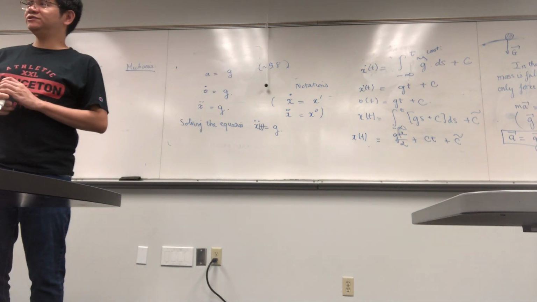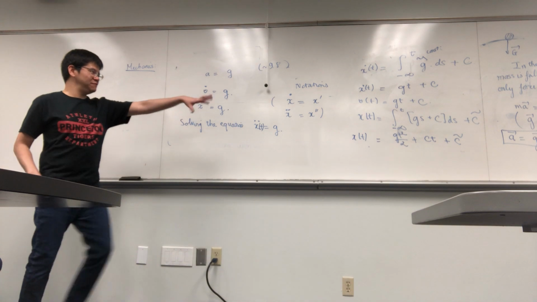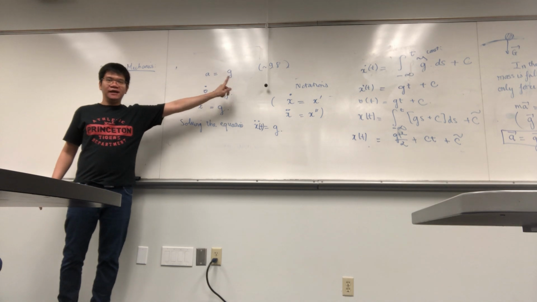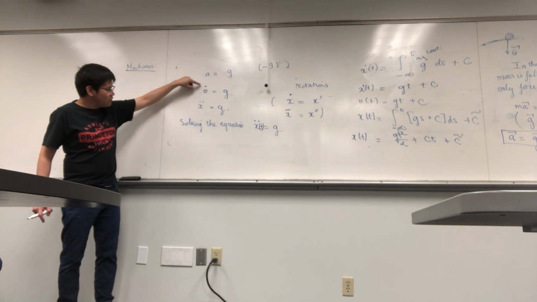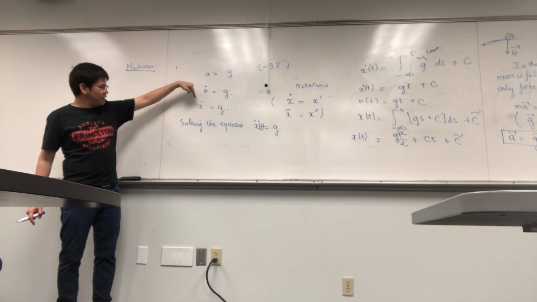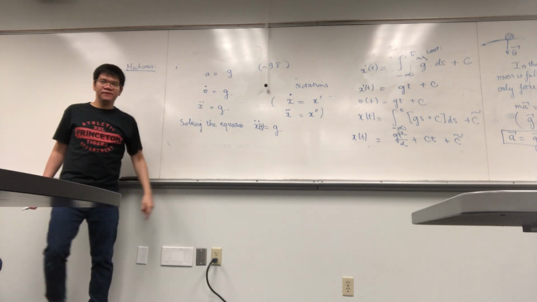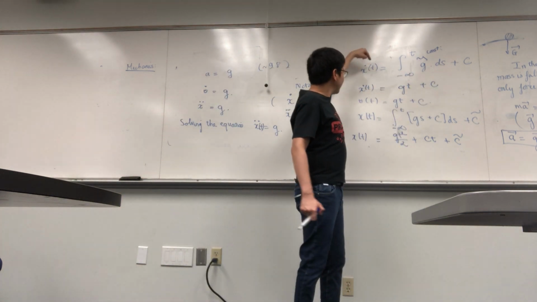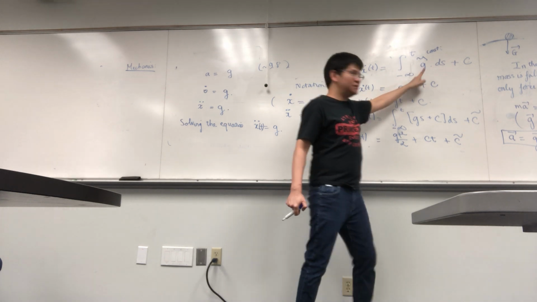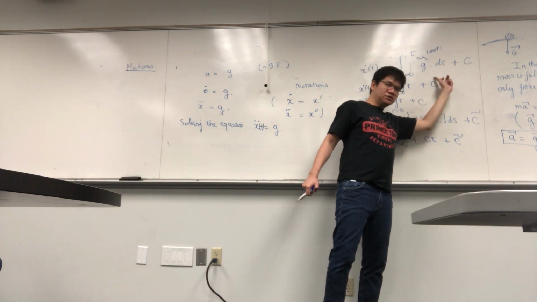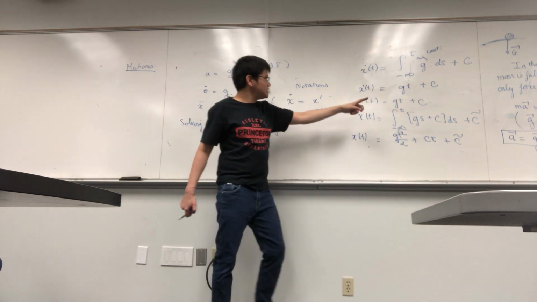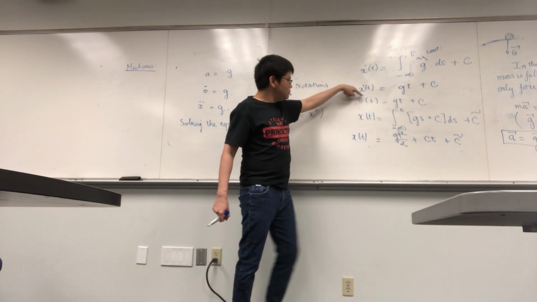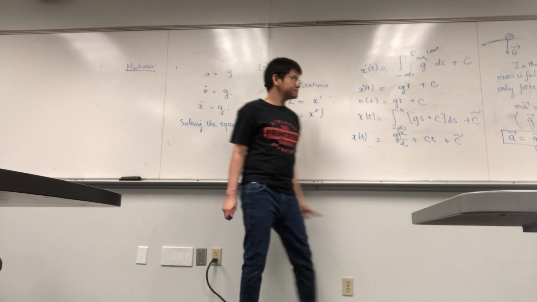Is it clear? Questions? So I explain again. From the previous argument, we know that a is equal to g. A equal to g means that v dot is equal to g, and also x double dot is equal to g. Because x double dot is equal to g, I can find x dot by integrating both sides. So x dot is the integral from minus infinity to t of g ds plus C. G is a constant, so this integration is explicit. So x dot is going to be gt plus C. In other words, v of t will be gt plus C.